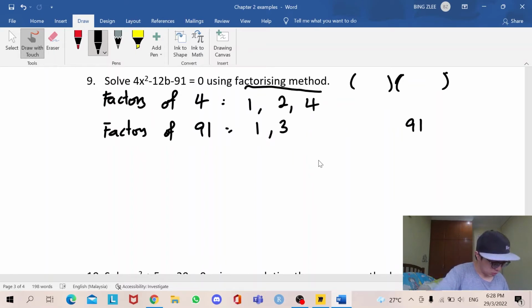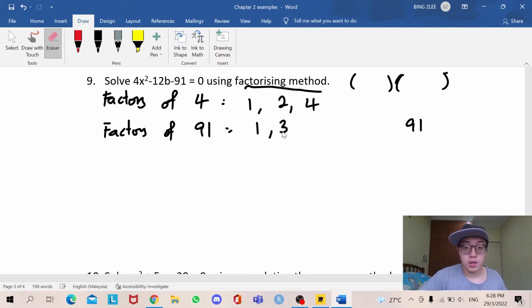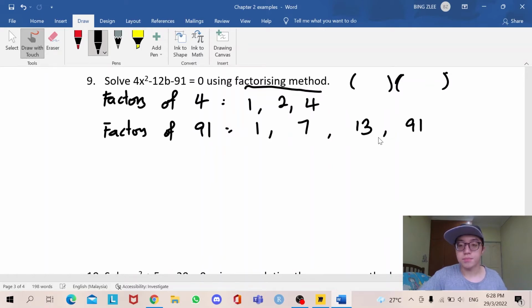Is 3 a factor? 91 divided by 3. Okay, 3 is not a factor. My apologies. What else do we have? 91. We have 7, and 7 and 13. So that's all for the factors of 91.